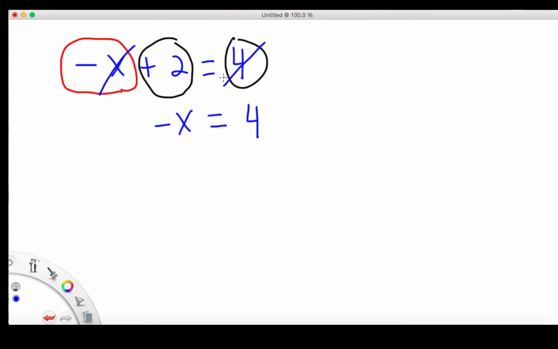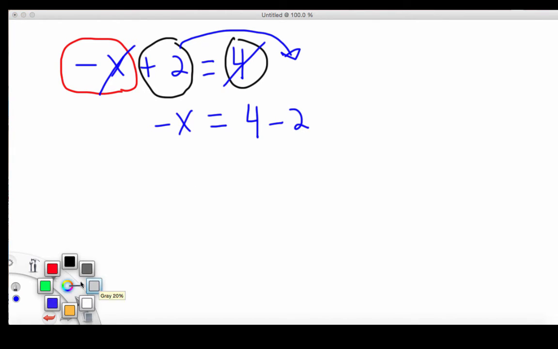Now, there's a problem. We didn't use that positive 2, but it's on the left side. Should we leave it there? No, we need to bring it across the bridge. And if it goes across the bridge, that positive 2 turns into its opposite. What does it turn into, guys? A negative 2, okay? Let's choose another color.